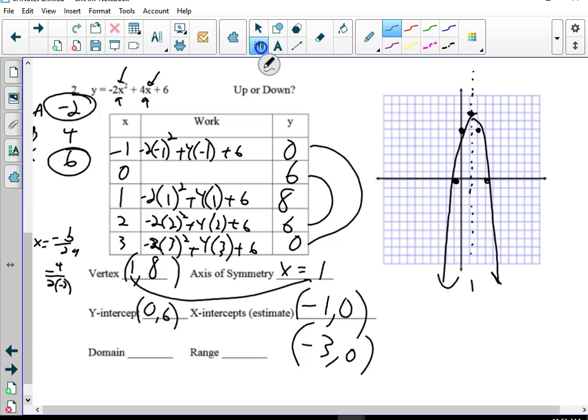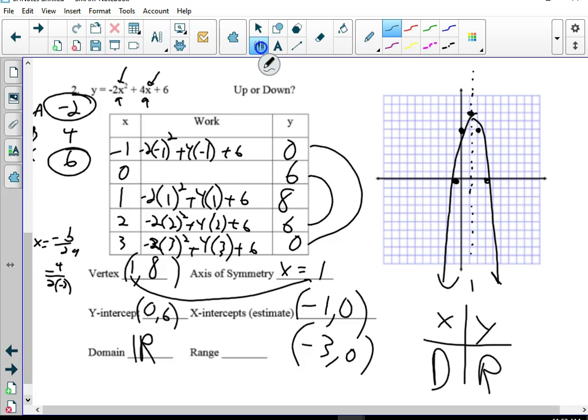Here's another way to remember it. Does x come before y in the alphabet? Yes. Okay. Does D come before R in the alphabet? Yes. Okay. So X, D, Y, R. Domain has to do with the X values, left to right, and Y has to do with the range, which is up, down. So the domain, how far is this bad boy going left and right? All real numbers, very good. Because it's going forever and ever.